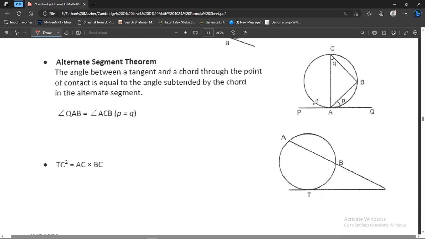The alternate segment theorem: you have a triangle whose three vertices are on the circumference and one of these vertices is on the point of tangency. Then the angle between the tangent and one of the sides of this triangle will be equal to the opposite internal angle. So the angle between a tangent and a chord through the point of contact is equal to the angle subtended by the chord in the alternate segment. So this angle here will be equal to this angle here. Just remember that.